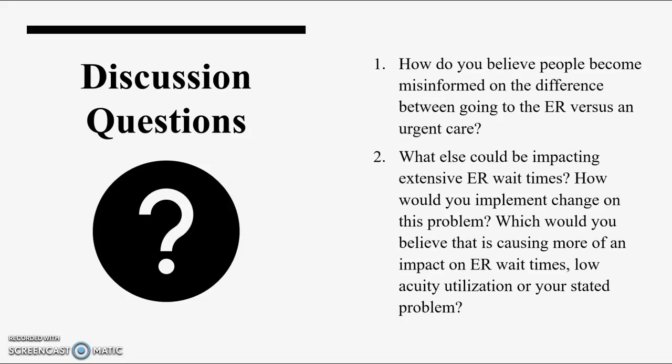These are my discussion questions I have provided to interact with my peers. The first one states, how do you believe people become misinformed on the difference between going to the ER versus an urgent care? And the second one is, what else could be impacting extensive ER wait times? How would you implement change on this problem, and would you believe that it is causing more of an impact on ER wait times? Which one, low acuity utilization or your stated problem, would be more of a priority to address?